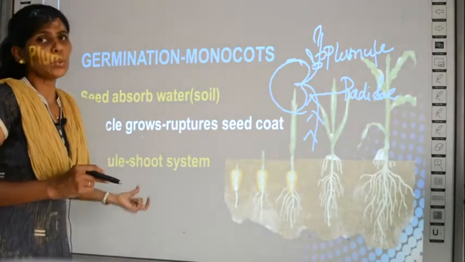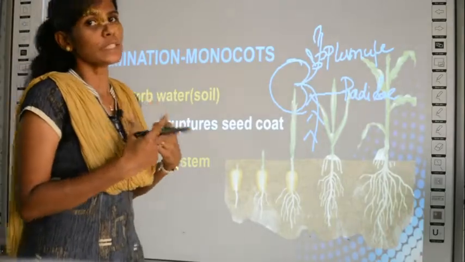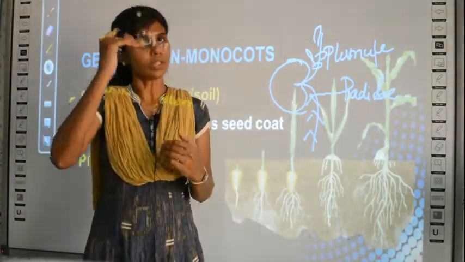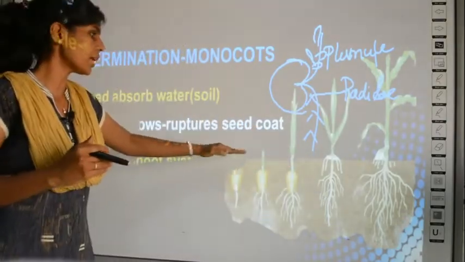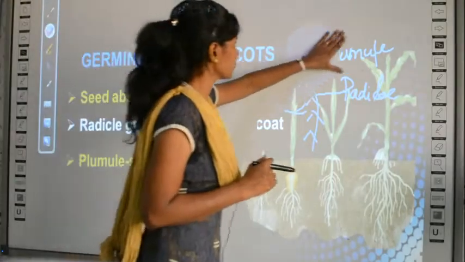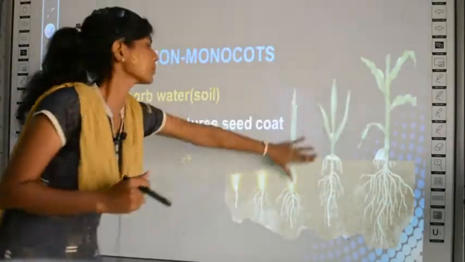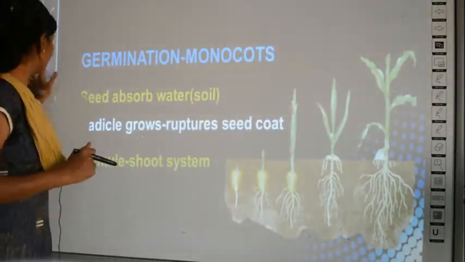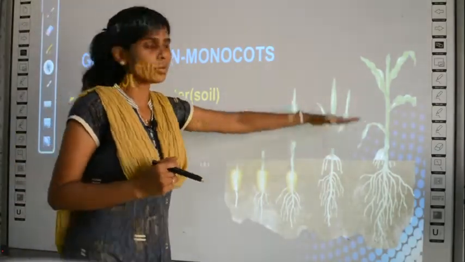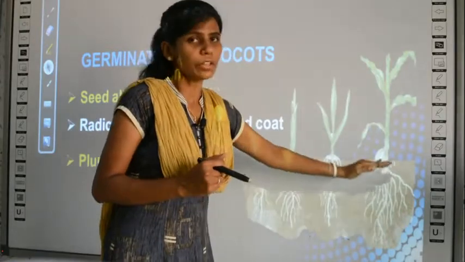Then the plumule develops into a shoot system. What is the shoot system? The shoot system is anything above the ground level. If this is the ground level, this is called the shoot system. Let me rub this. So here, which is the shoot system? This is the shoot system which is above the ground level, and this is the root system.